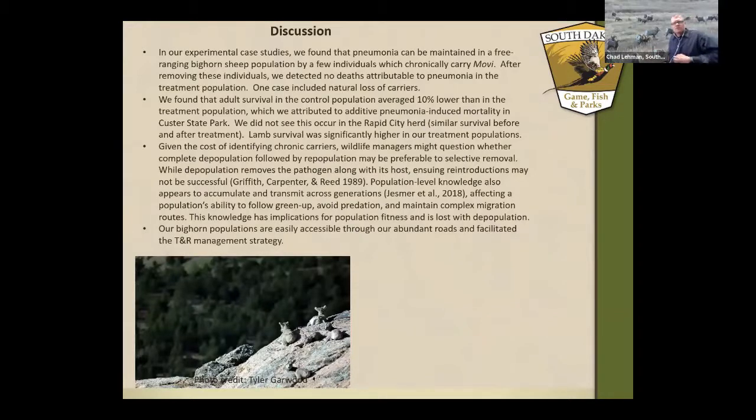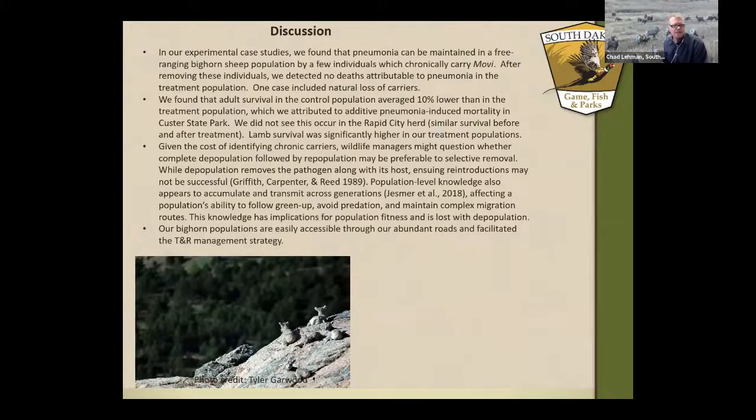Okay, so to summarize, through our 3 case studies we found pneumonia can be maintained in free-ranging bighorn sheep by a few chronically carrying MOVI individuals. But once these individuals are removed, there were no deaths attributed to pneumonia following that treatment. We did have one case where we believe we have natural loss of the carriers, which I believe Frances alluded to earlier, that she saw that as well.